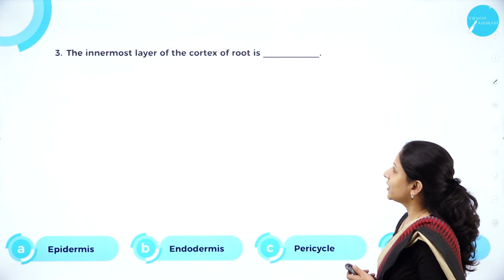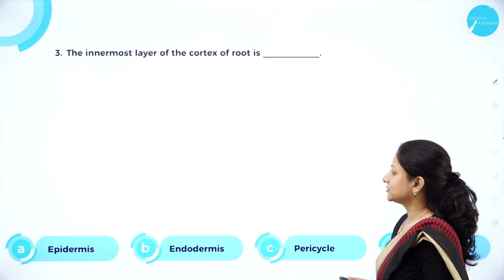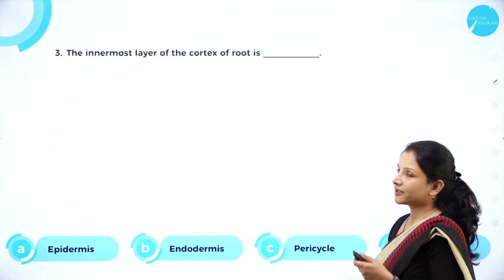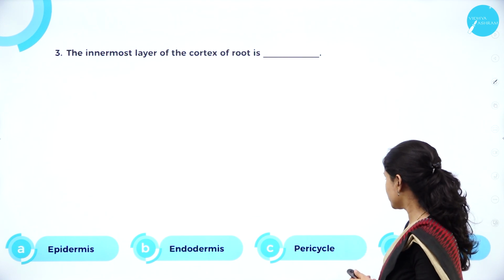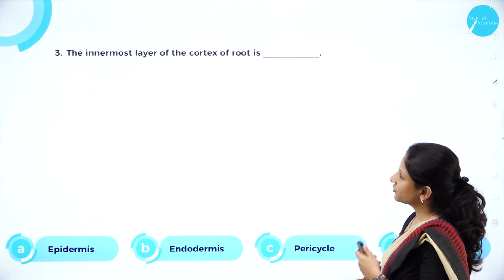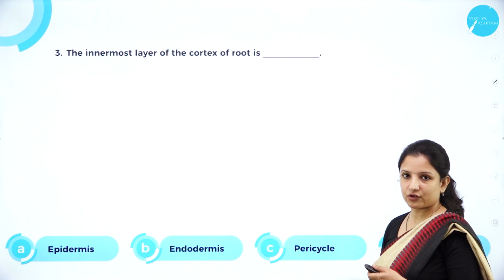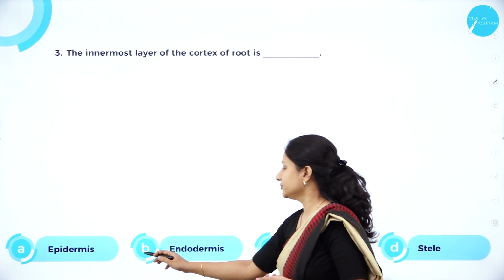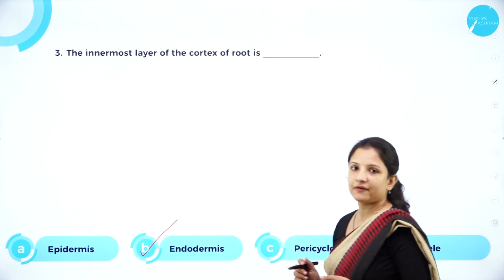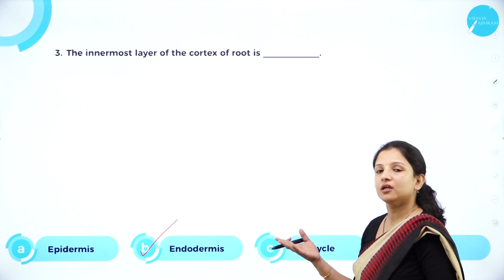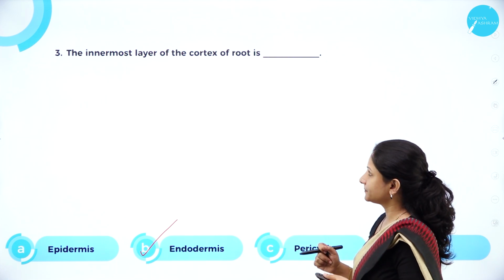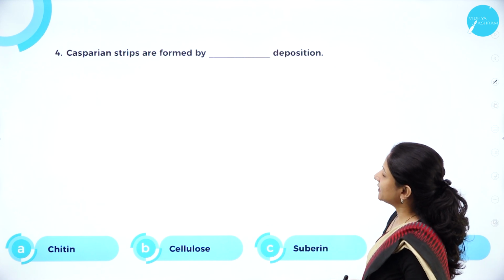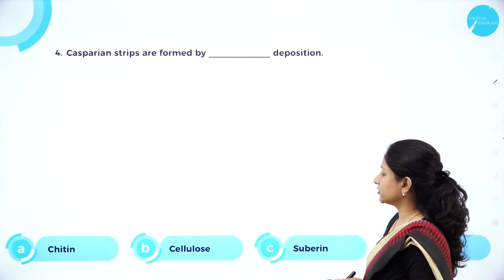Next, the innermost layer of the cortex of root is epidermis, endodermis, pericycle, stele. So the innermost layer of the cortex of the root is the endodermis. So after the cortex, the roots have the layer which is called the endodermis. Next, Casparian strips are formed by dash deposition.